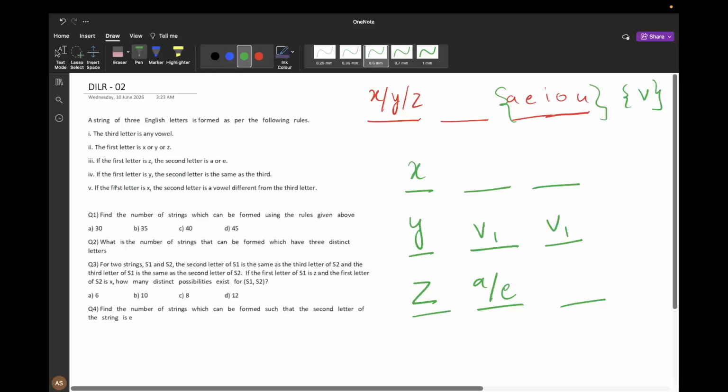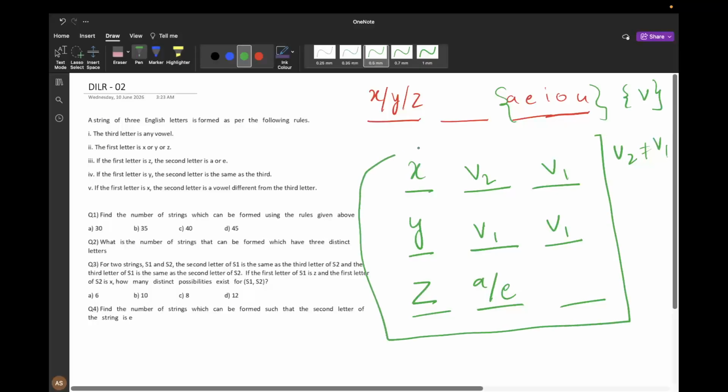And the last is if the first letter is X, the second letter is a vowel different from the third letter. So if this is V1, this is V2, where V2 not equals V1. This is just denotation, so don't worry about it. Now we have these conditions. Let's go to the questions. Find the number of strings which can be formed using these rules given.